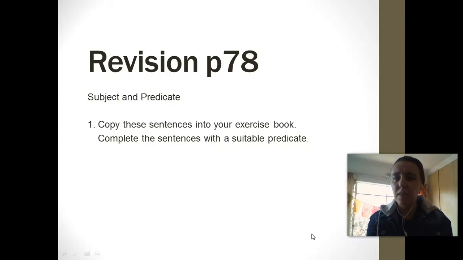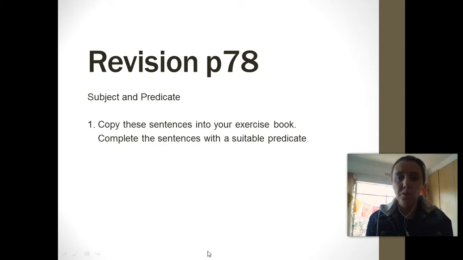Today we're going to look at the first and the second part of the exercise. It's the revision on page 78 of your Platinum textbook. If you haven't got your textbook or your workbook, that's fine. You can still work along with us. I'm going to display what we need on the screen.